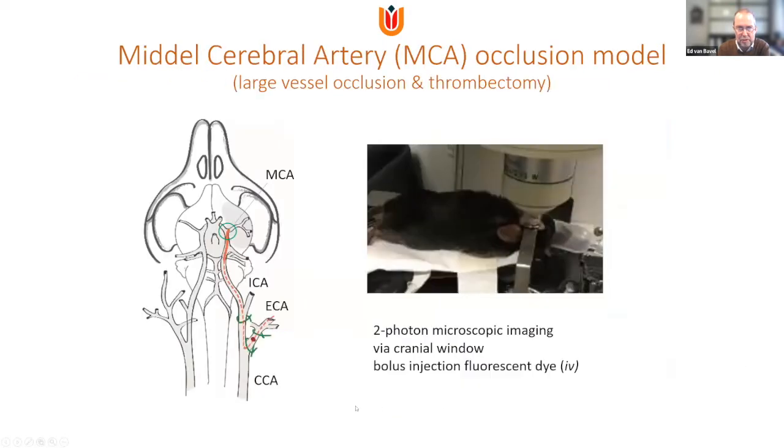We study these mechanisms, and one of our models is the so-called middle cerebral artery occlusion model. So what do we do? We take a mouse, we use a fiber that goes into the external carotid artery, bent over to the internal carotid artery, and then we close the tip of the middle cerebral artery, mimicking a stroke in the sense that this vessel is occluded for some time, and then we can release this fiber such that we get a reperfusion. Meanwhile, we use 2-photon microscopic imaging via a cranial window to look at what's happening there.